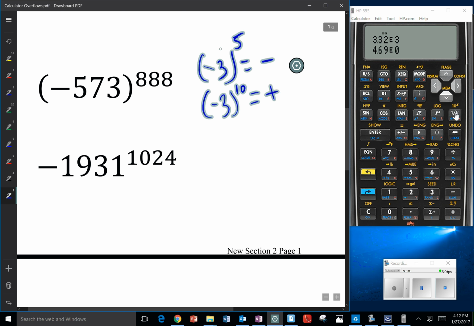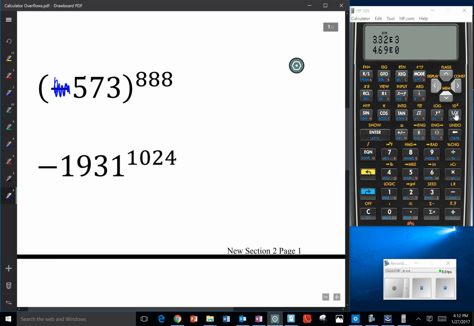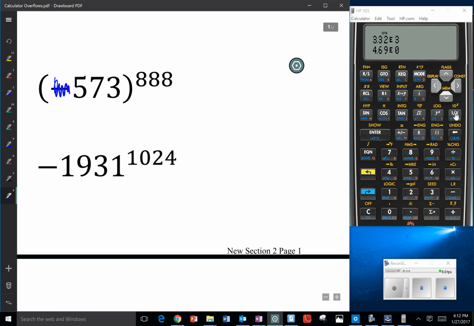So the number's in parentheses. So what am I going to have to do first? Well, I'm going to have to figure out if this answer is positive or negative. Well, a negative number to a positive even power will always be positive. So the best part about this problem is you can ignore the negative because you know the answer is going to be positive. All right?